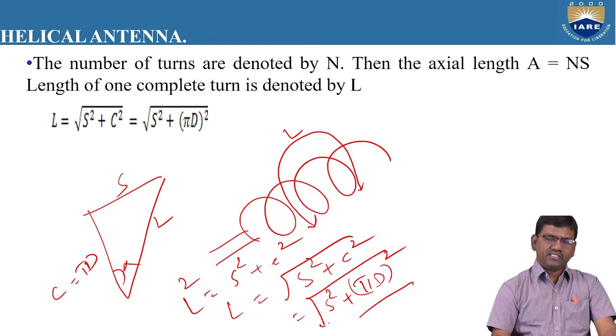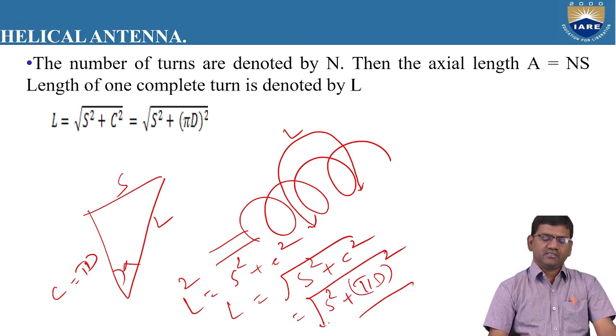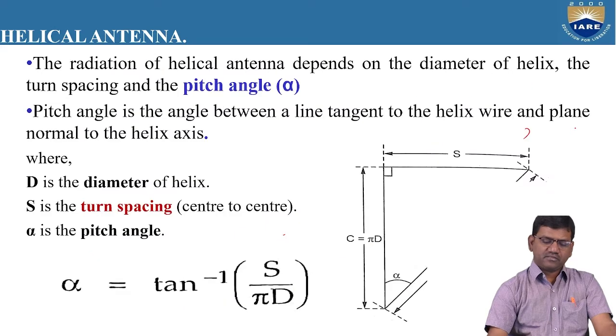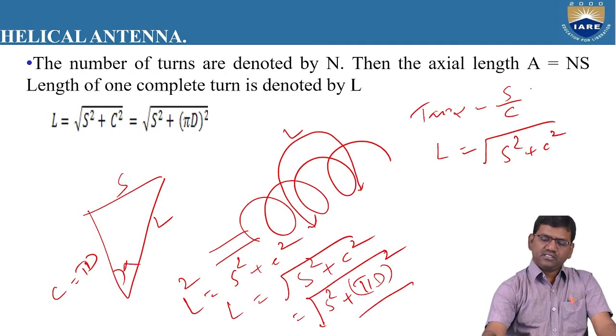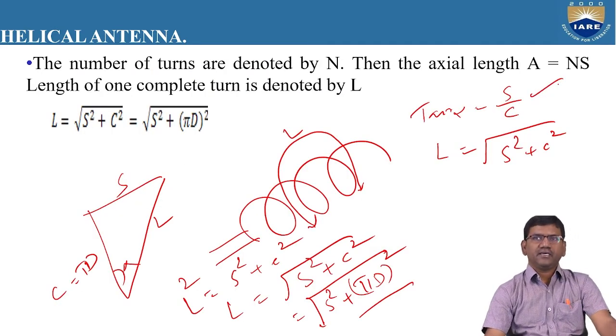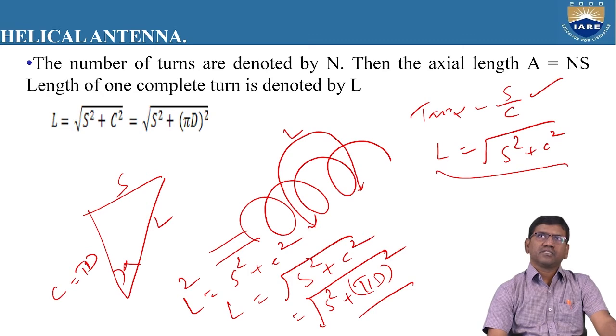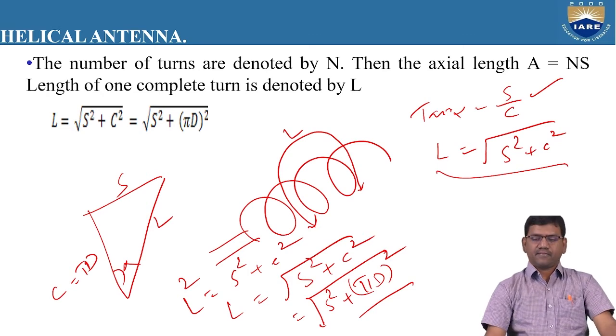So this is one of the design equations for the helical antenna. The design equations are: one, tan alpha is equal to S by C, that is S by pi d, and another, L is equal to square root of S square plus C square.